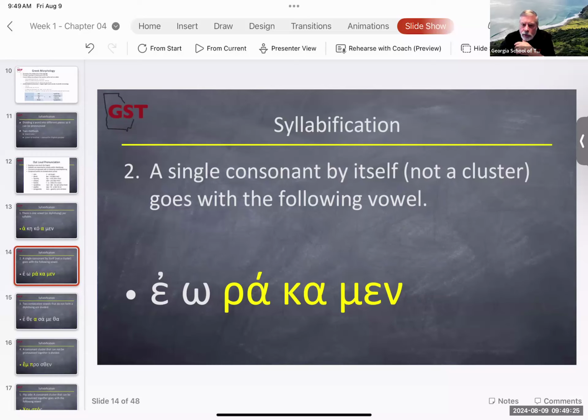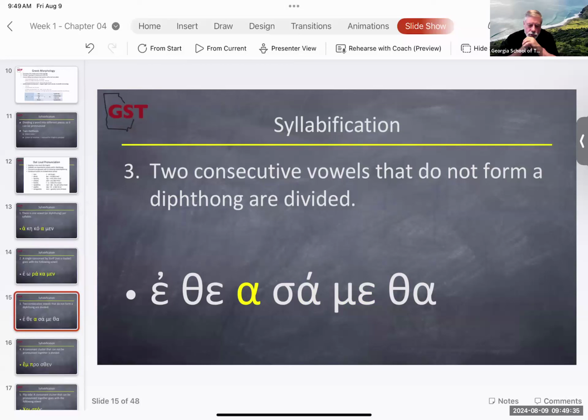We hadn't talked about the last consonant, right? So ra, ka, min, rakamin. All right. So the third rule is that two consecutive vowels that do not form a diphthong are divided. Well, that makes sense. Every vowel that's in a diphthong is a single syllable. How many syllables are here? Six. The epsilon, the theta, the alpha, the sigma alpha, the mu epsilon, and the theta alpha, right? Six syllables.